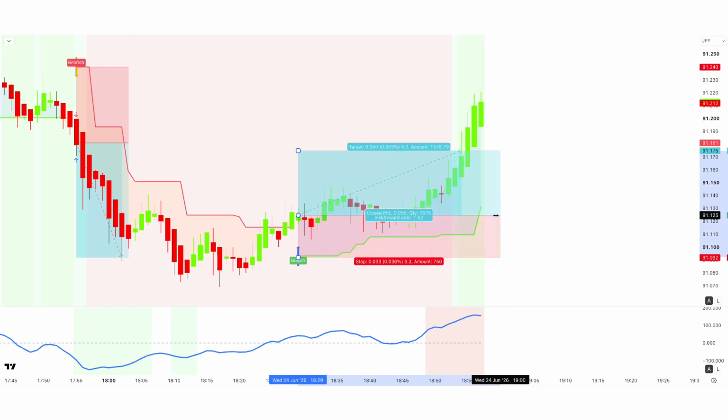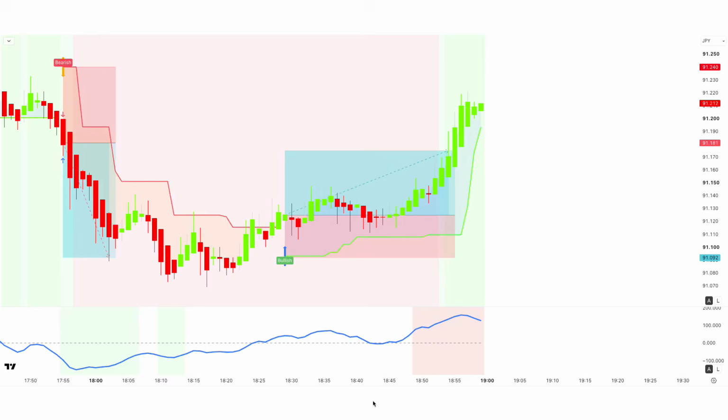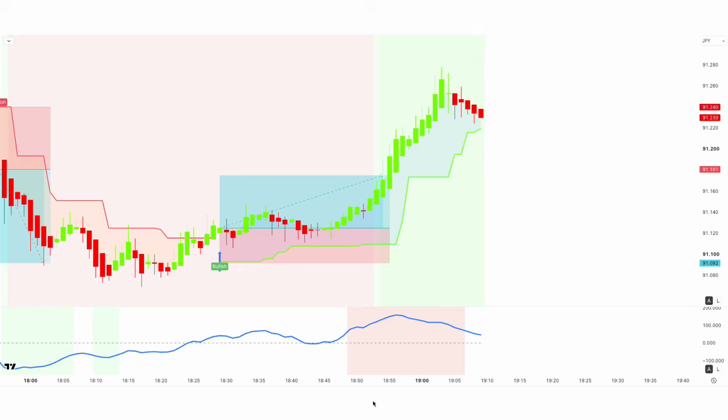The market has completely hit the target. I hope you must have liked this trading setup and strategy.